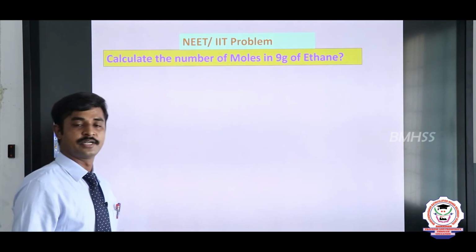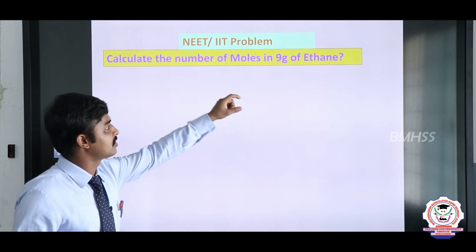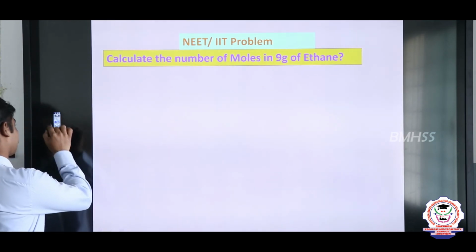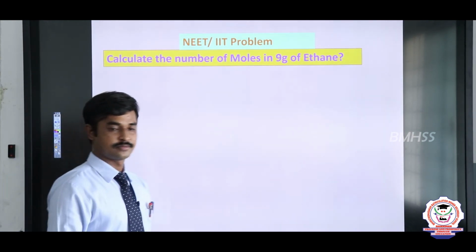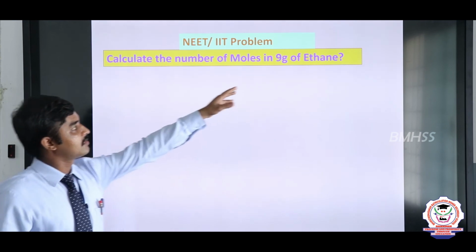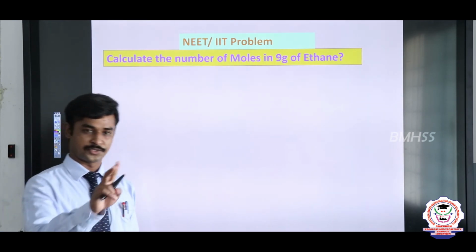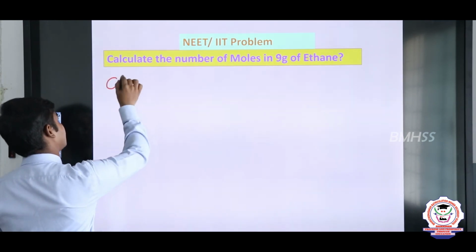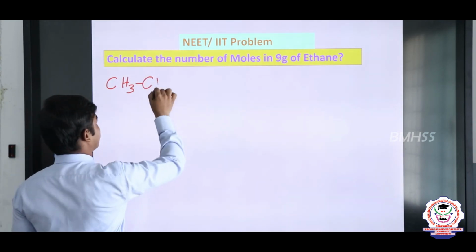Here you see, it is a NEET and IIT question. Calculate the number of moles in 9 gram of ethane. It is a question. Now, Jagadish, stand up. Now tell the molecular formula of ethane. How many carbons are present in this? 2. What is the molecular formula? Tell me. CH3, okay, and another one CH3.